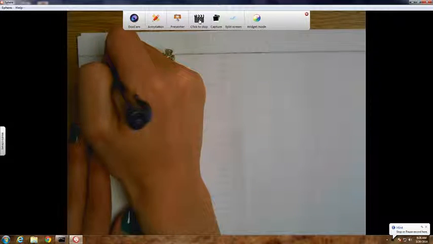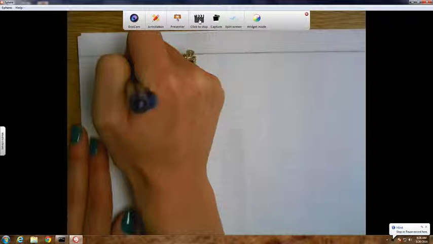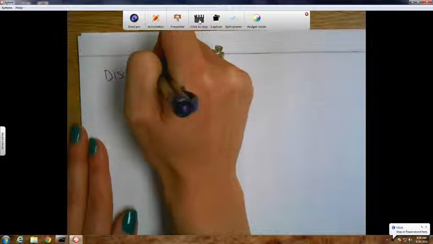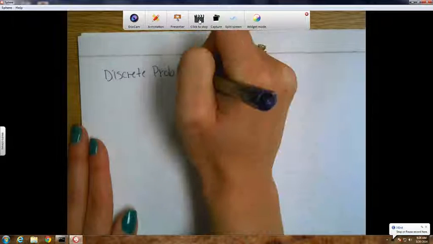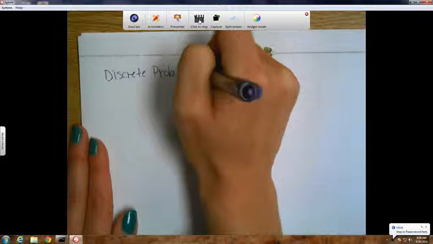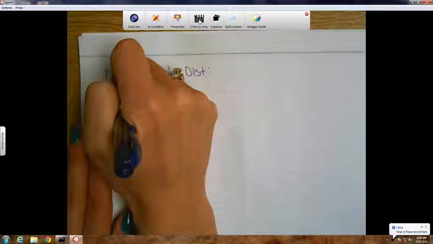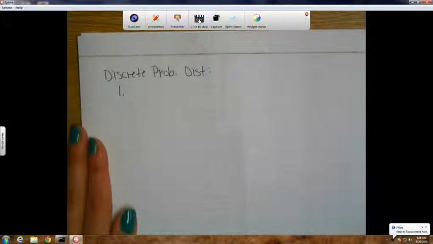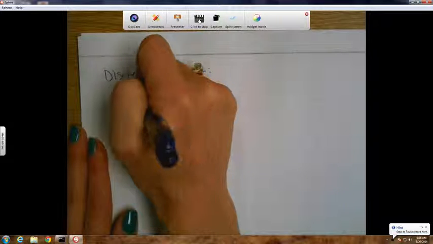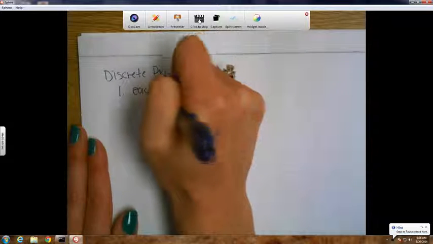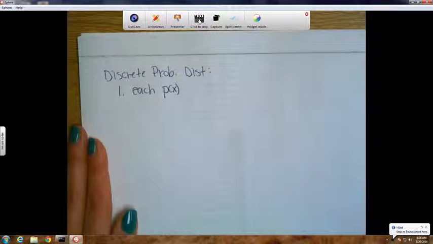Okay, so a discrete probability distribution has to have two things that happen. Well, I should have written them down up there, but I'll get them here. Discrete distributions have two characteristics, I guess. Each probability has to be between 0 and 1, like a regular probability scale.